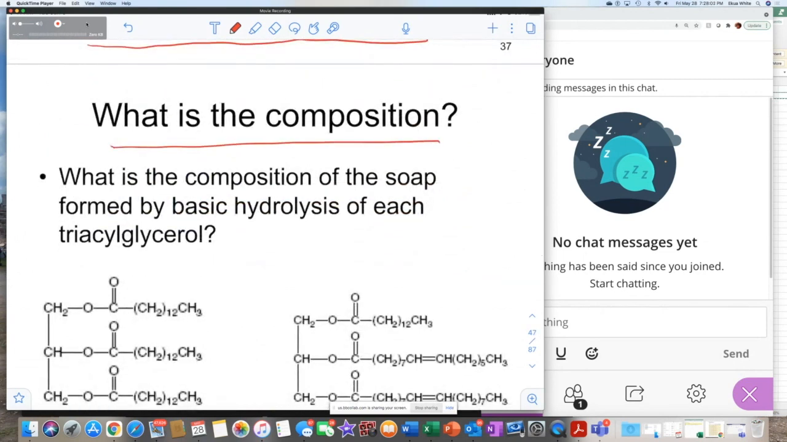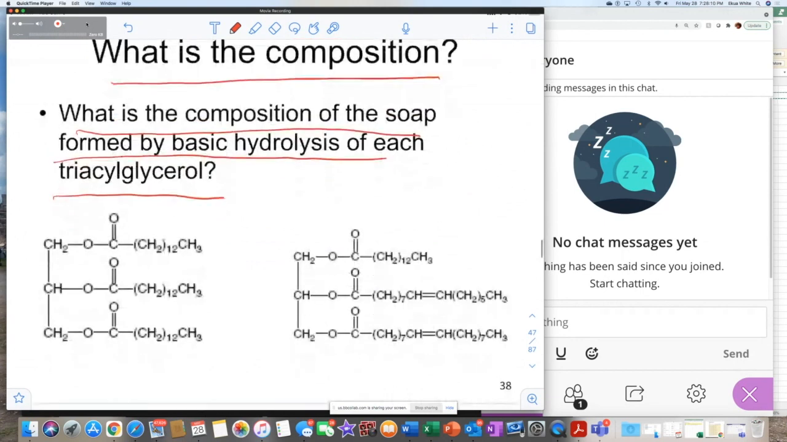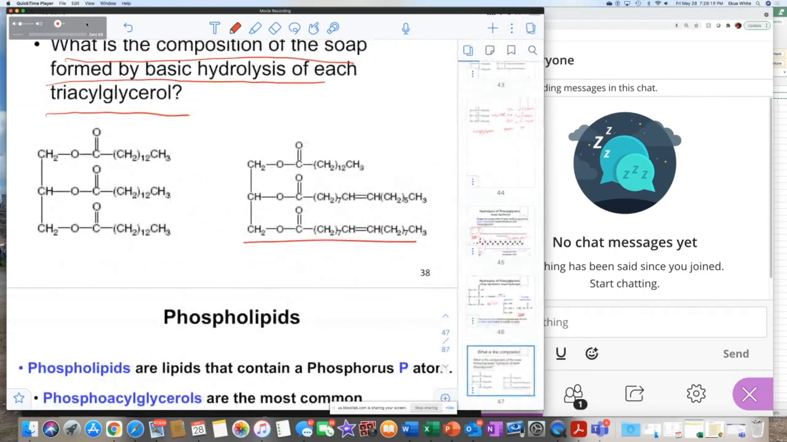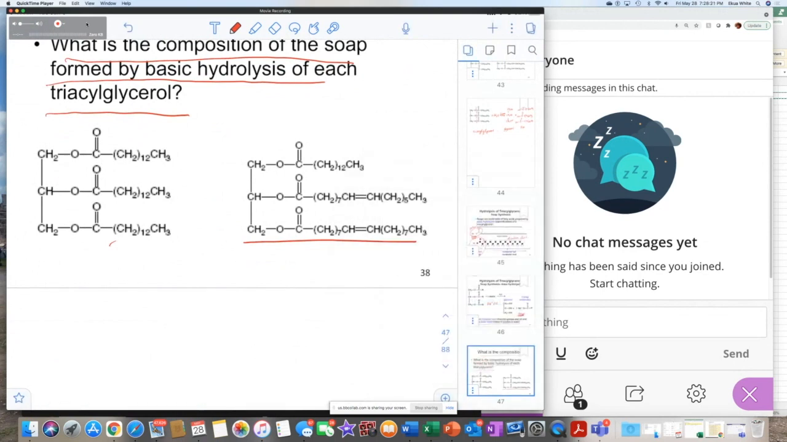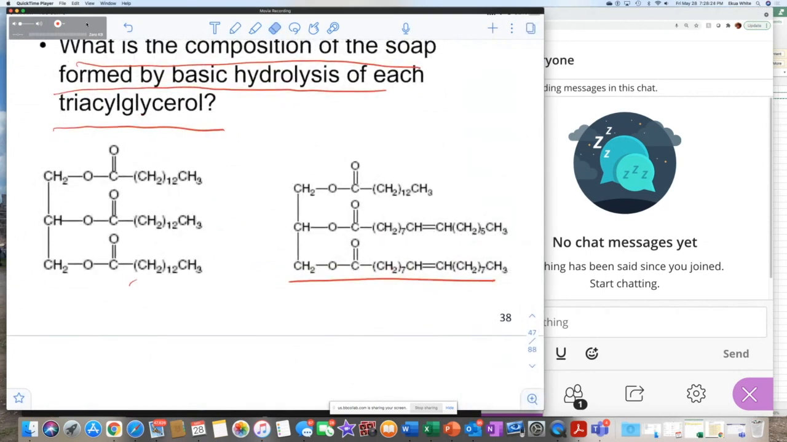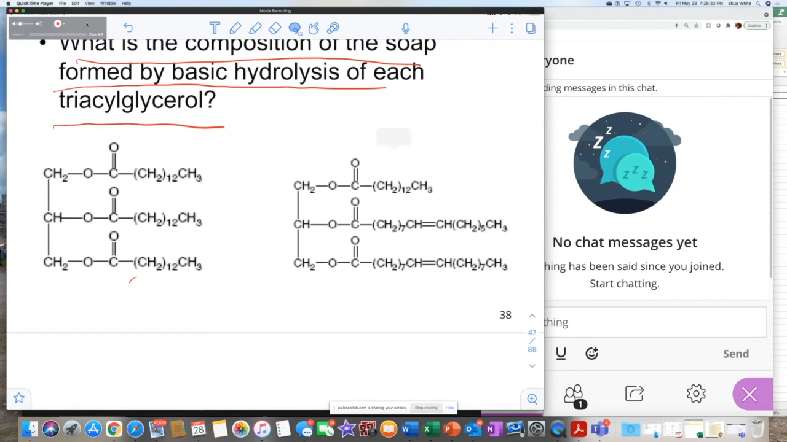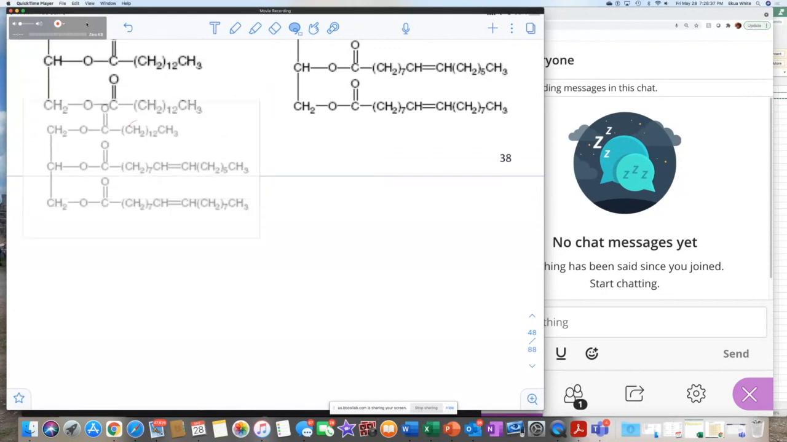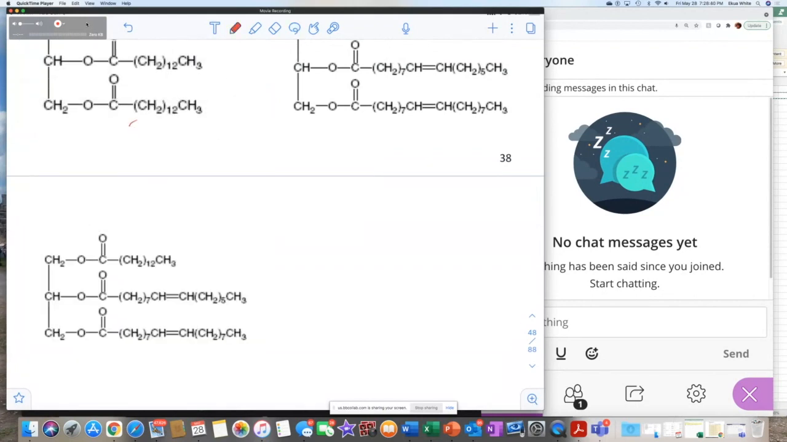Okay, what is the composition? That's the question we're looking at here. What is the composition of the soap formed by basic hydrolysis of each of the following? Triacylglycerol. Wait, didn't we do this before? But we did it with the water. Okay, so this time I'm going to pick this one here since last time I used that molecule. This looks very familiar, doesn't it? It does. It's the same one. At some point, I feel like even the authors get tired of coming up with new formulas. They're like, well, we get the idea, just show the process using the same formula I showed you before.